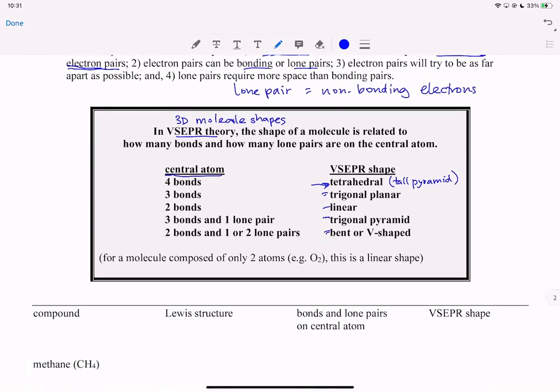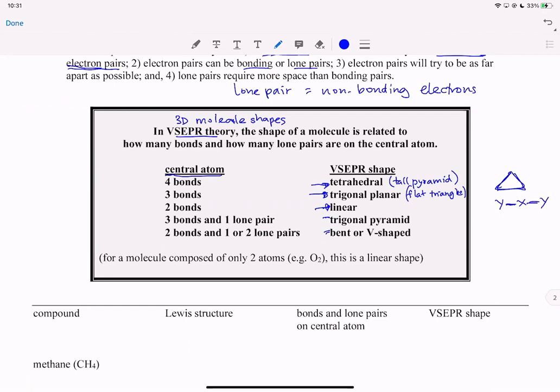When you have just 3 bonds, it is trigonal planar. Trigonal planar means a flat triangle. So just draw a triangle and it's flat on the piece of paper. When you have only 2 bonds, that's linear. That's basically a central atom with all 3 atoms in one line, something that looks like this: Y, X, and X. So there's only 2 bonds coming out of the central atom and nothing else.